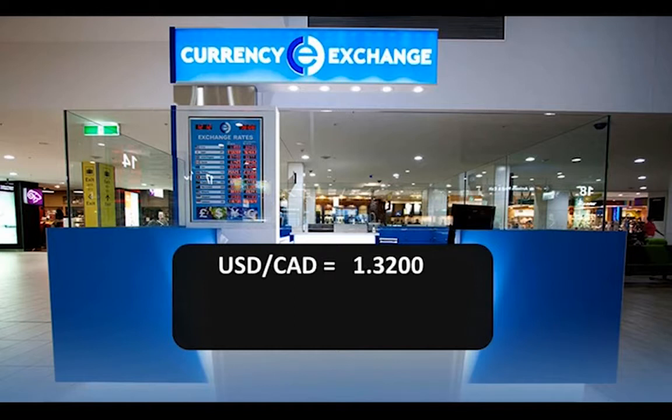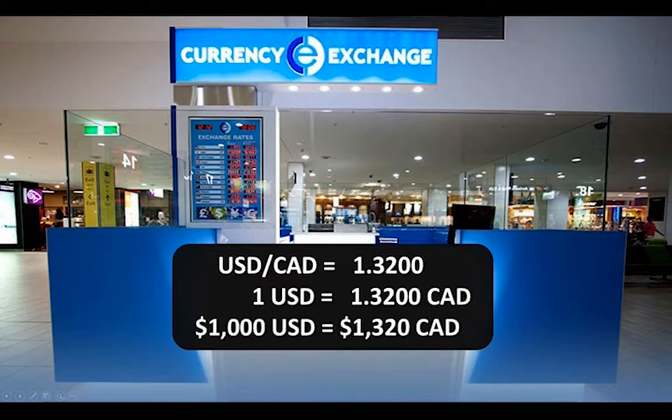Let's say we're going from the United States into Canada, and in the morning before we leave, the exchange rate on the US dollar versus the Canadian dollar is 1.32. What that means is that our 1 US dollar is going to equal 1.32 Canadian dollars. So if we were to exchange 1,000 US dollars, we would get back 1,320 Canadian dollars. So right there, at its basic form, you just did a currency exchange. You just did a Forex transaction on its very basic level.